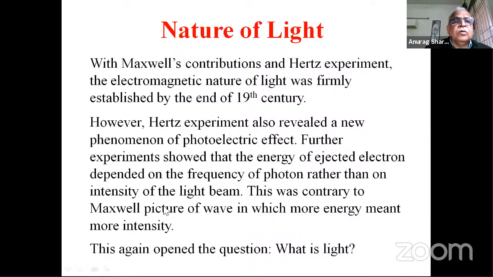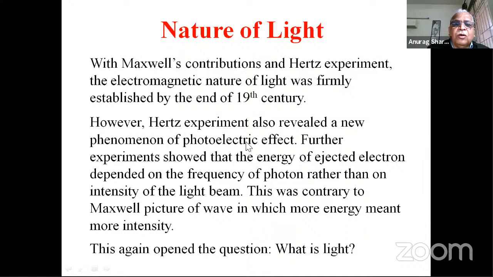Okay, so with Maxwell's contribution and Hertz's experiment, the electromagnetic nature of light was firmly established by the end of the 19th century. However, Hertz's experiment also revealed a new phenomenon, and this is what we always say: the experiment which is giving you a proof of something is also actually giving you its negation in some sense sometimes. So this is what happened in Hertz's experiment also.